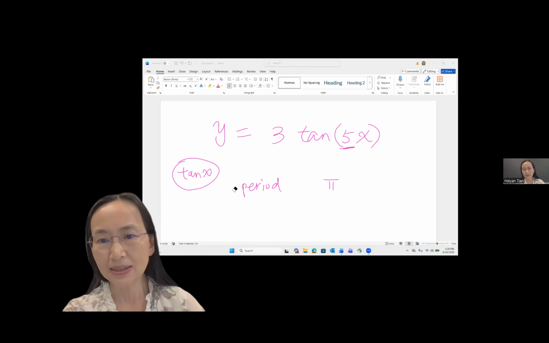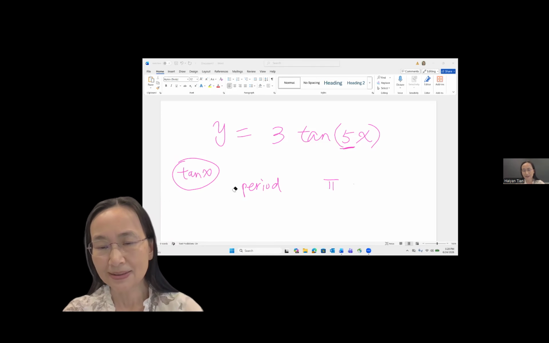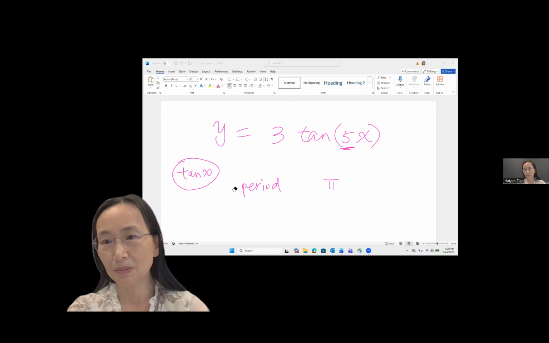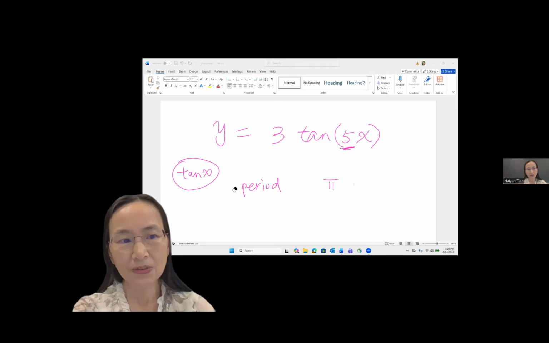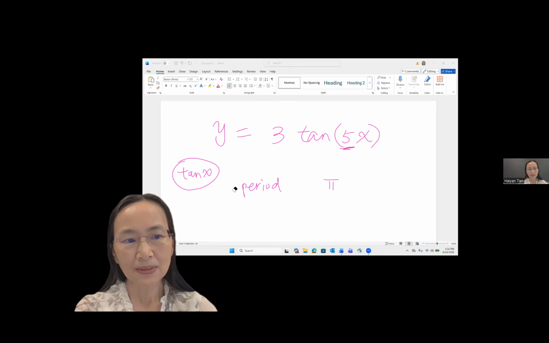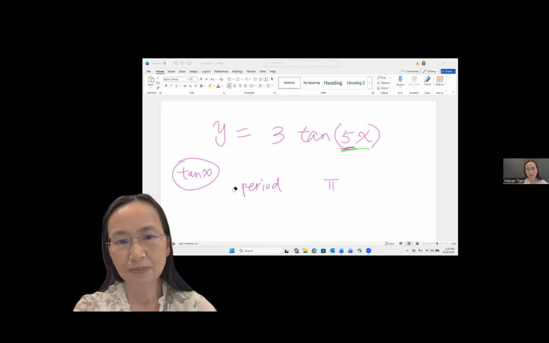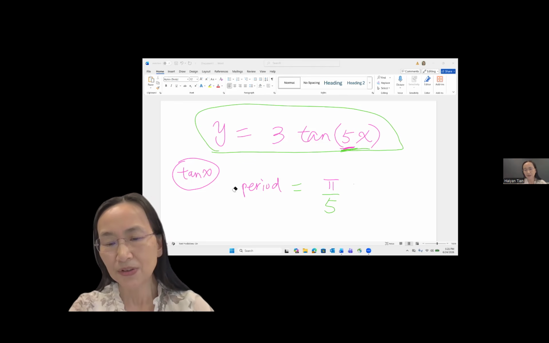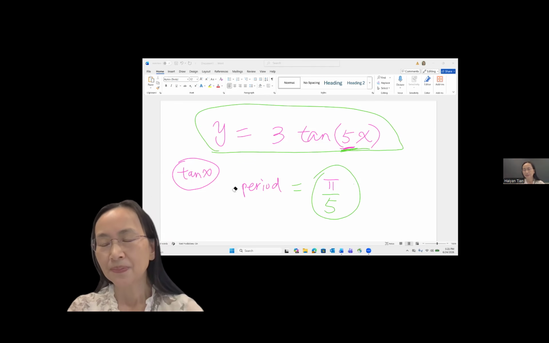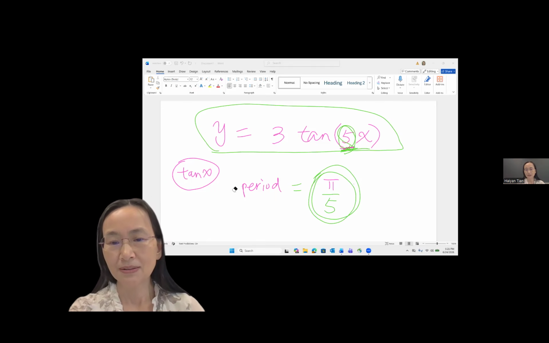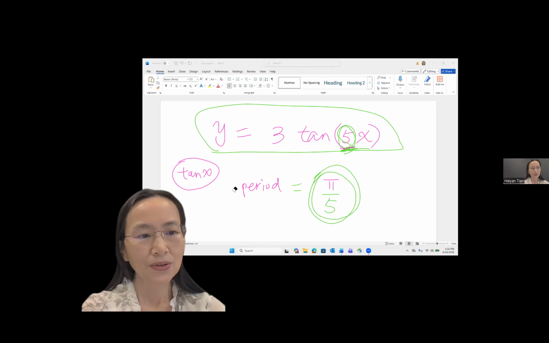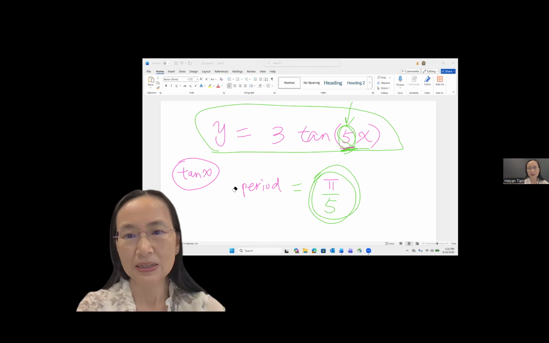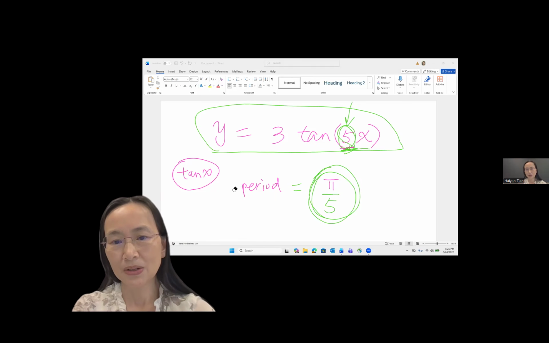But now this is tangent of 5x. So the period will be affected by this number 5. So the period of this function will be pi over 5, a fifth of pi. It's smaller, you see, with the number 5 here, the period is pi over 5. So you notice the larger this number, the smaller the period.